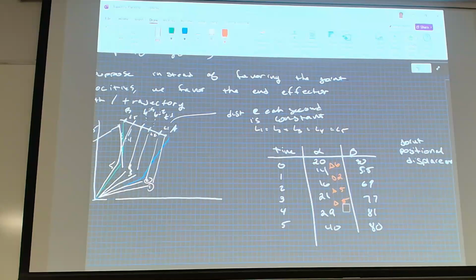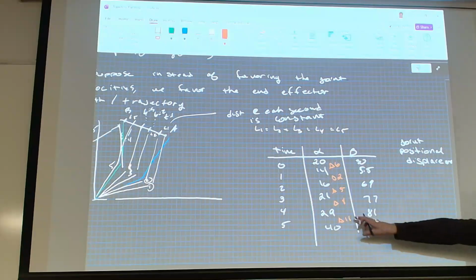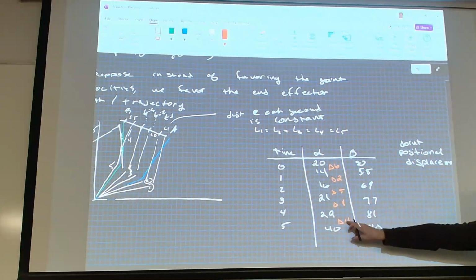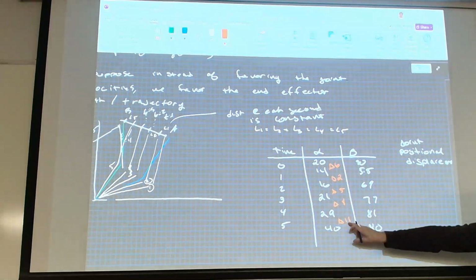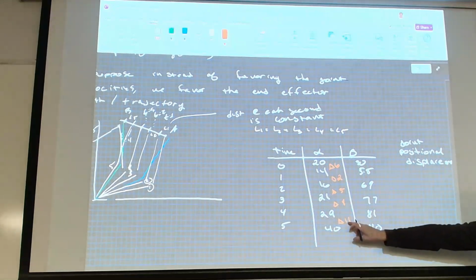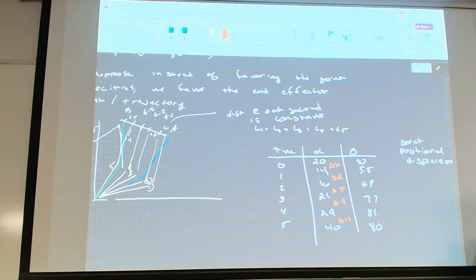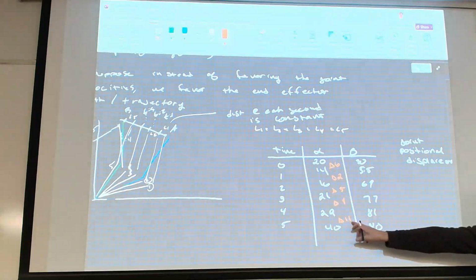I'm sure that's a 7. That's 8. And I have a delta of 11 degrees. Now, that's a big jump in 1 second. That's more than I had to do before at 10 degrees per second. Now I'm at 11 degrees per second, aren't I?